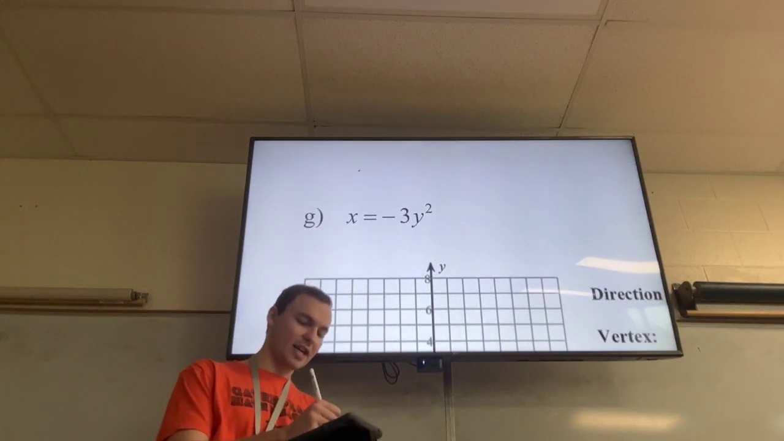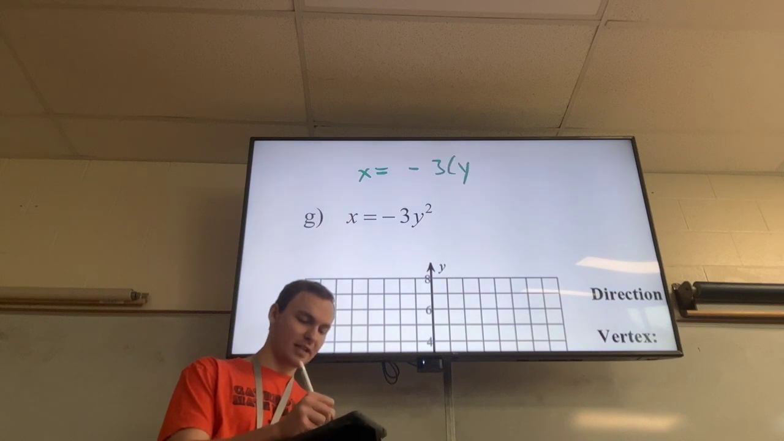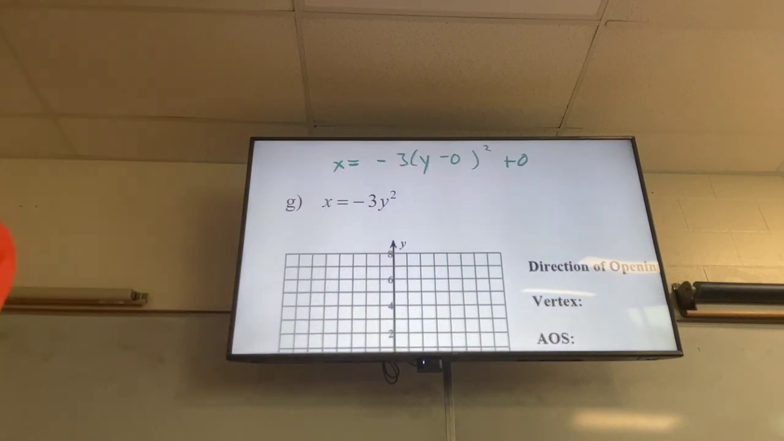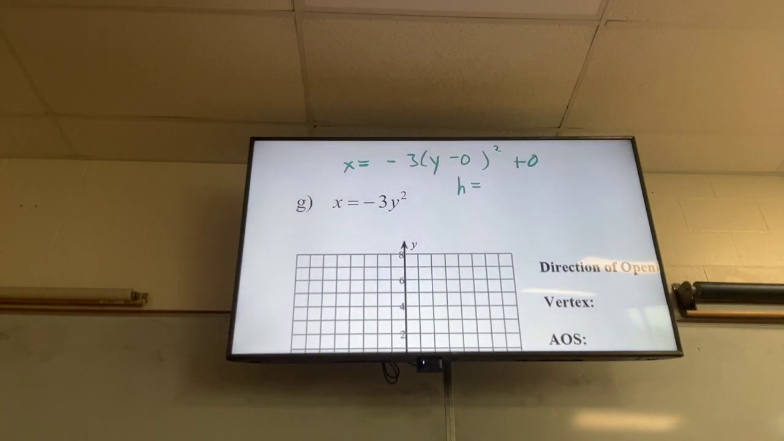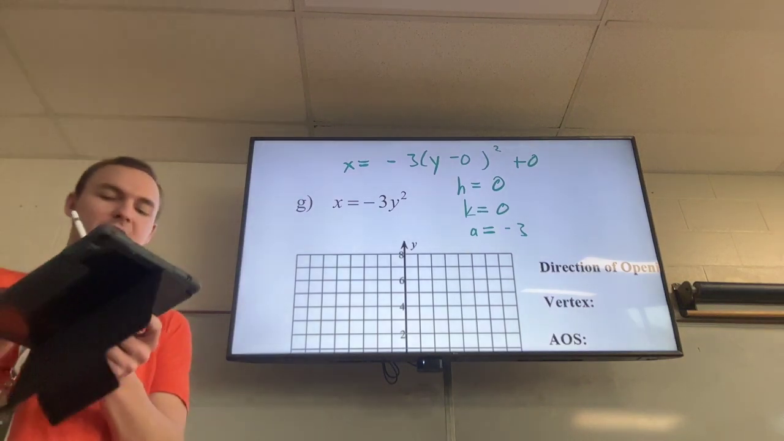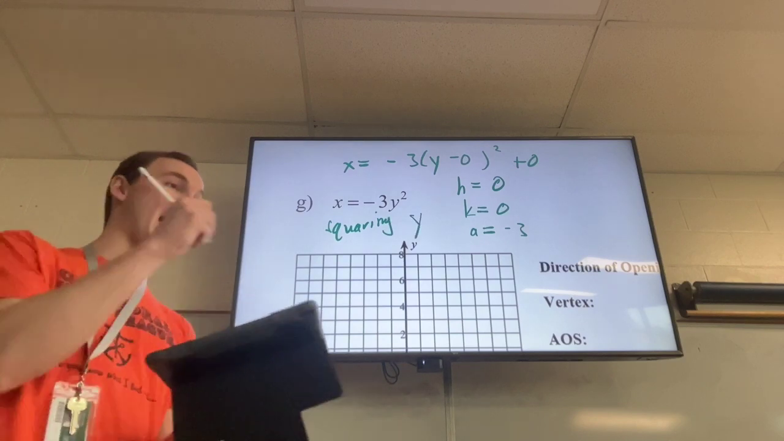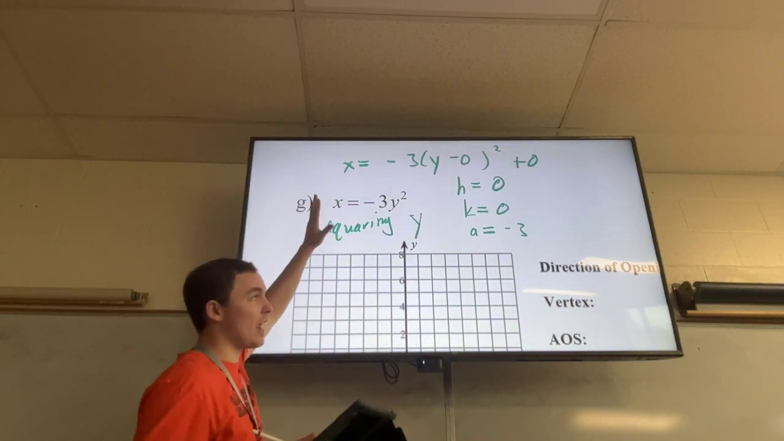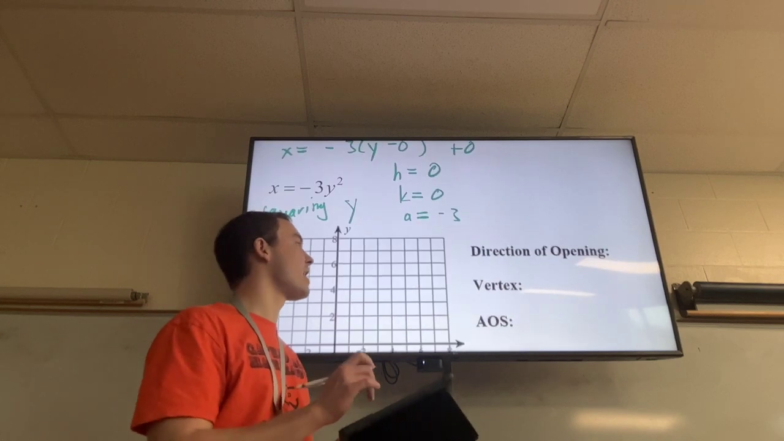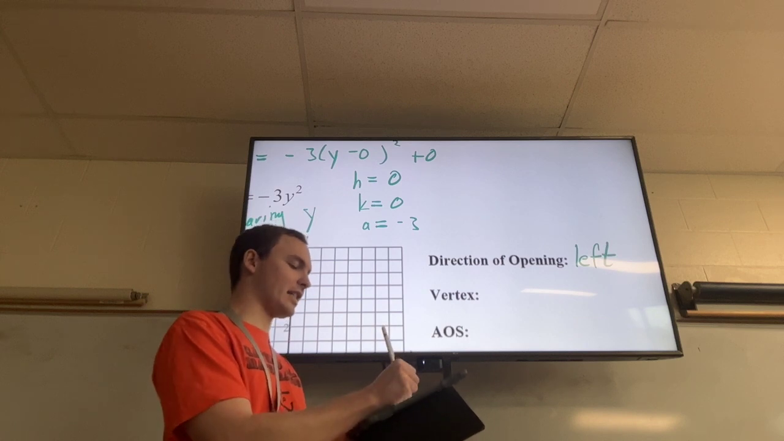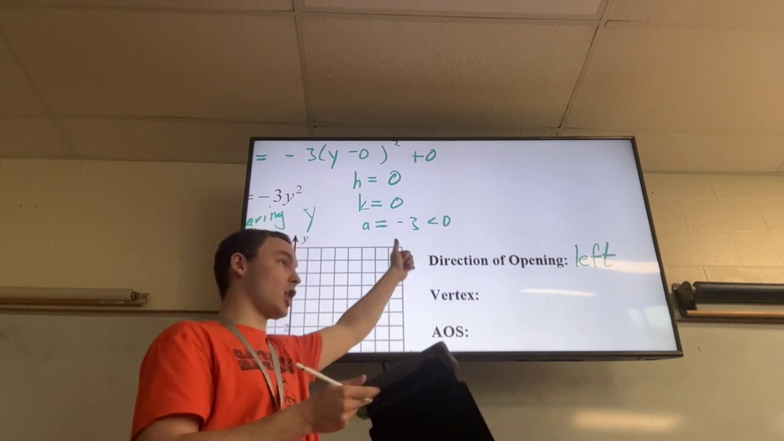This is technically in vertex form. It's -3 times y minus 0, quantity squared plus 0. Okay. What's my H here? 0. What's my K? What's my A? And I want you guys to write this down for your sake. Are we squaring x or y? We're squaring y, okay? So with the fact that we're squaring y in mind, what's my direction of opening? Left. Right? A is less than 0. We're squaring y, so we're going to open left.